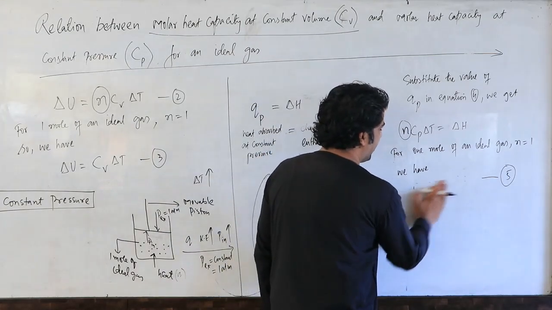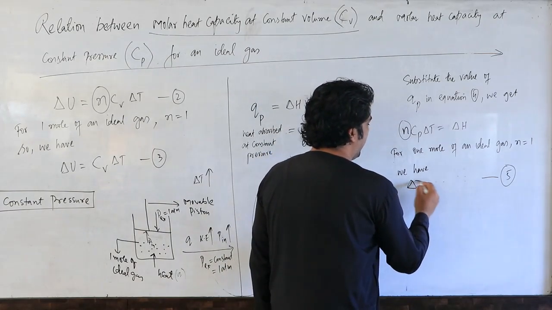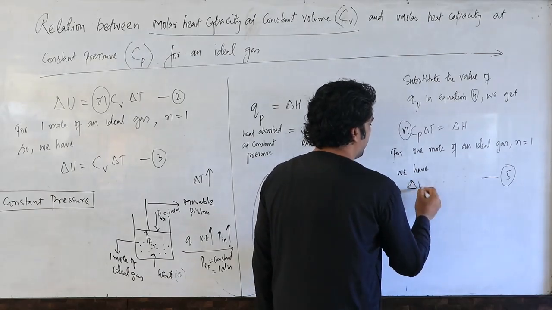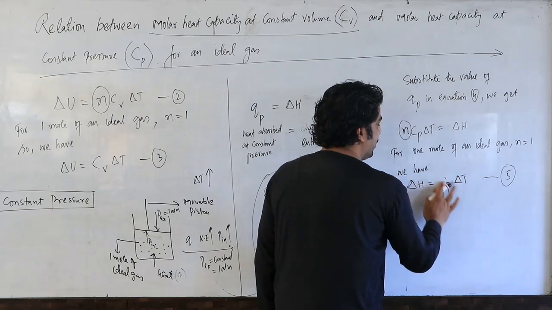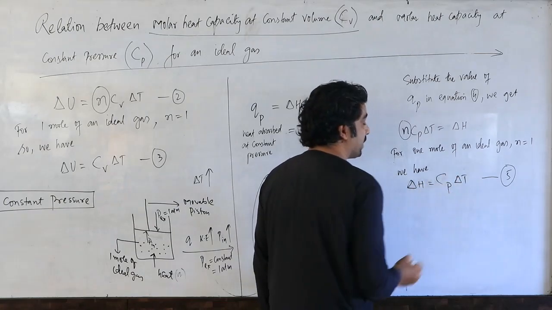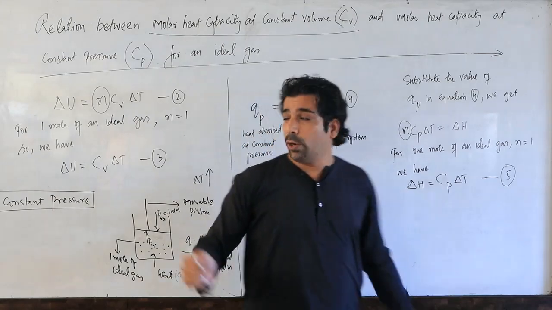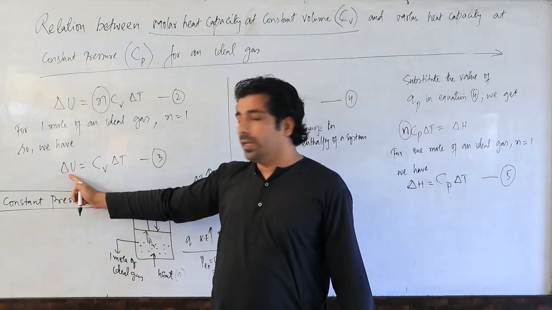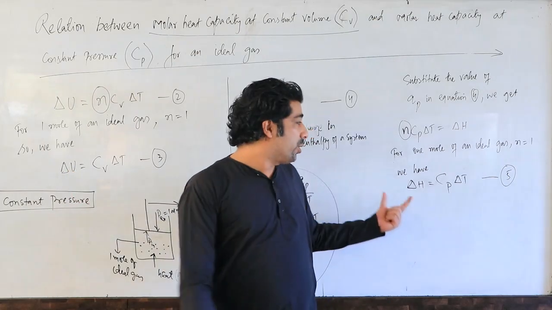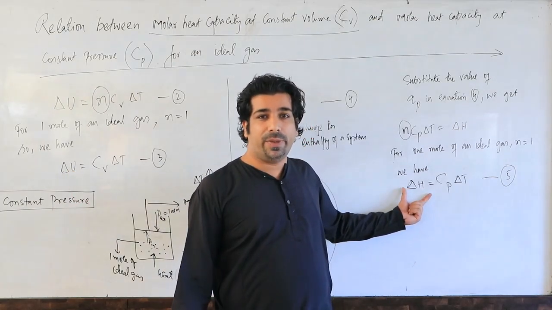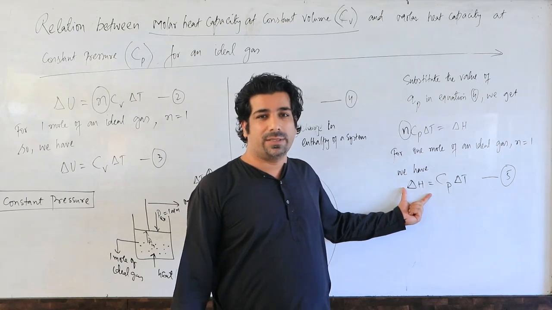So let me mention it like this: delta H is equal to Cp delta T, and this C should be capital, my dear friends. Correct? So this is my expression. So I got the expression for delta U when the volume was constant, the change in internal energy, and I got the expression for the change in enthalpy when the pressure was constant, my dear friends.